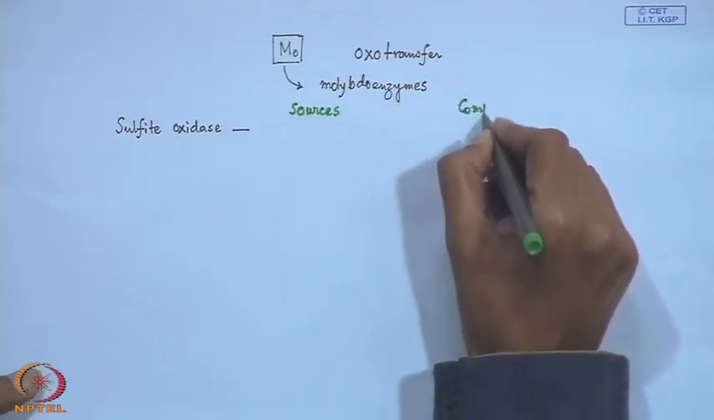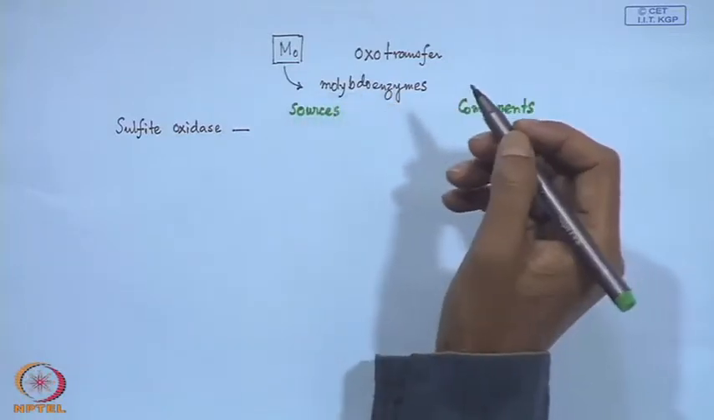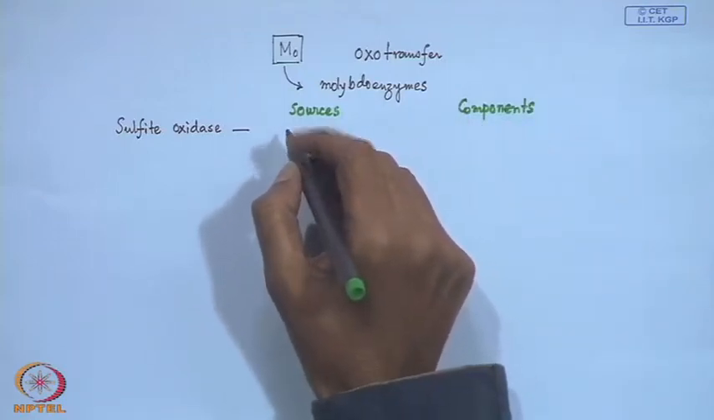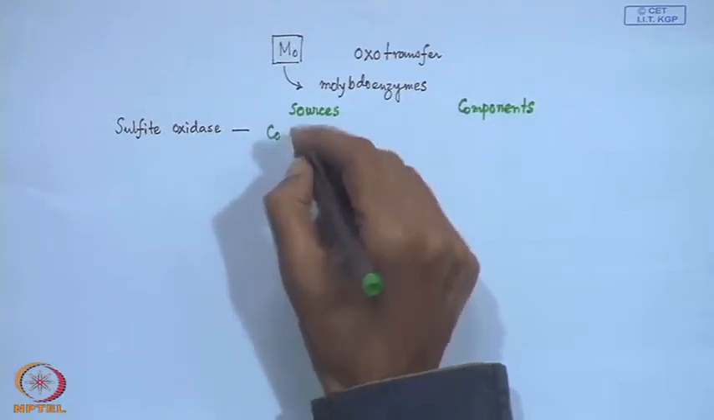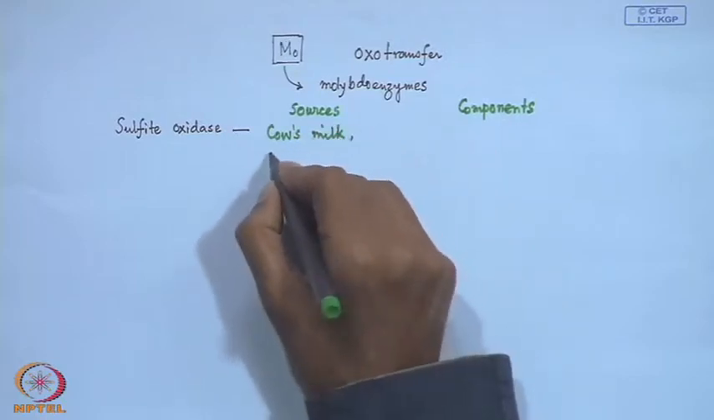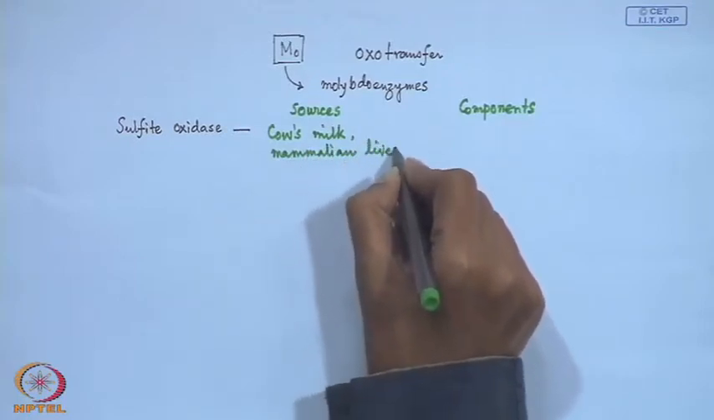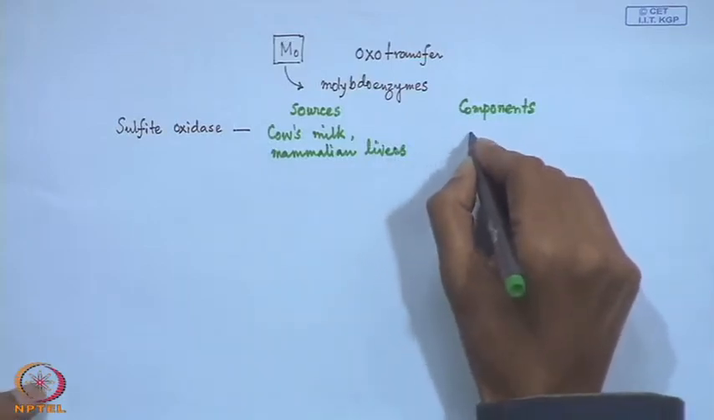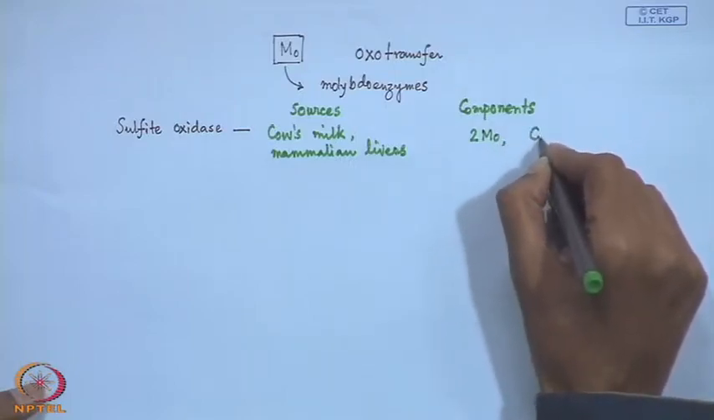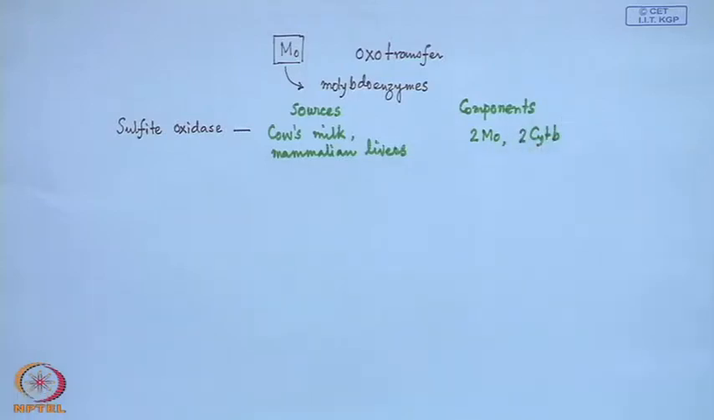And the basic components, because while talking about this molybdenum center, we should not miss out what the other components present along with this particular center are. So, the most important source is cow's milk, mammalian livers, and in case of sulfite oxidase, two molybdenum centers are present along with cytochrome B, the other electron transfer agent.